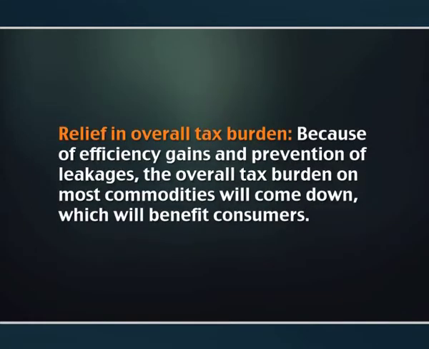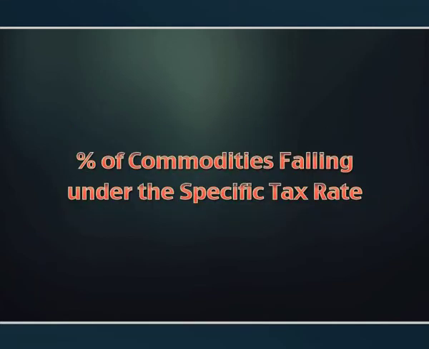Relief in overall tax burden. Because of efficiency gains and prevention of leakages, the overall tax burden on most commodities will come down, which will benefit consumers. Percentage of commodities falling under the specific tax rate. Explanation of the above pie diagram is as follows.